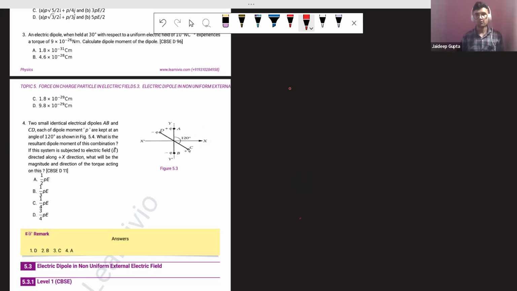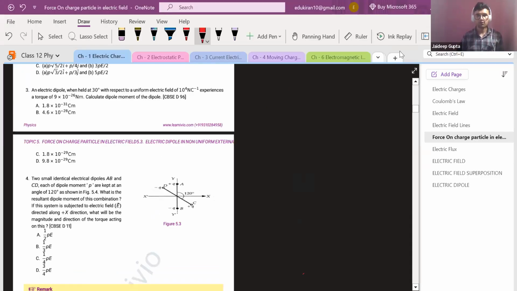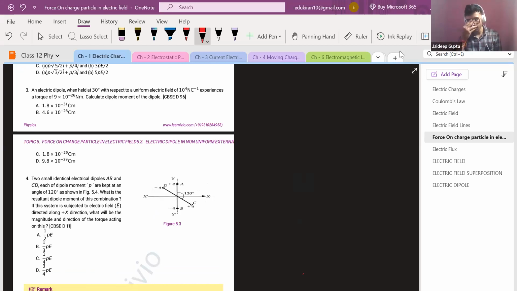What is the formula for dipole moment? pE sine theta. Okay. That is torque, right? Torque on an electric dipole. You said the dipole moment formula is pE sine theta, but that was also for torque, right? Dipole moment, sorry, p equals q into 2a. Oh, okay. And what is the electric field due to a dipole at an equatorial point for a short dipole? Formula: electric field due to an electric dipole at an equatorial point.